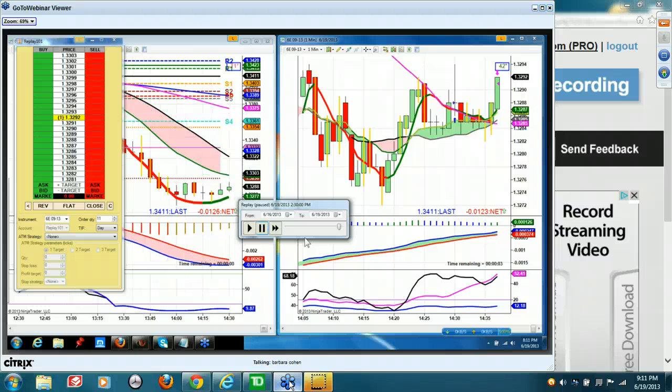process as this is starting to show up. It's moving a little faster.